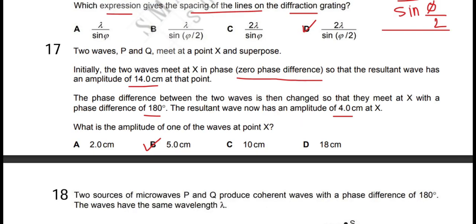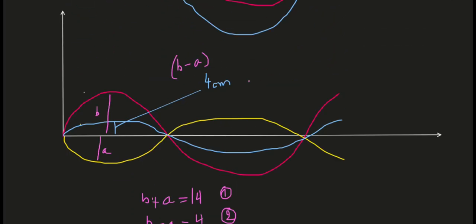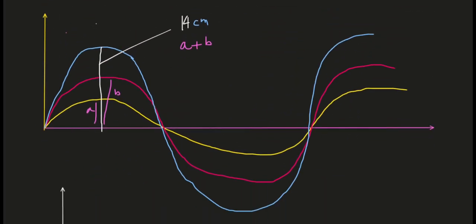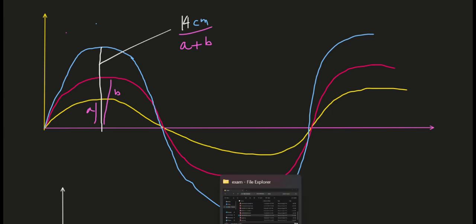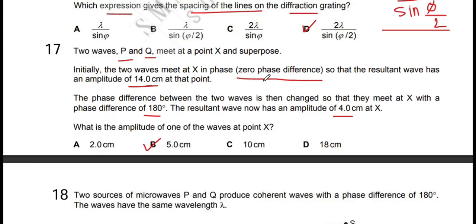The next question is number 17, where they have said that there are two waves P and Q, and initially they superpose. If I show this in my diagram, there is one wave which is the yellow wave and the red wave. They are in phase but with different amplitude. So whenever they superimpose, their overall displacement together would be 14. That was given in the question. This is what was written in the question.